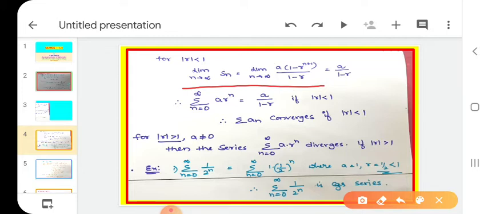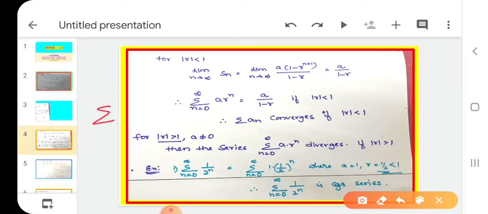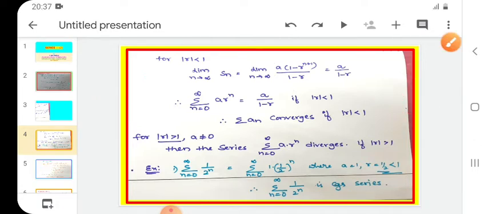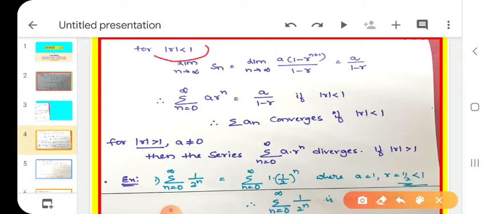The first condition is if mod r less than 1. Mod r means positive value. Here, what is the geometric series? Summation n equals 0 to infinity a into r power n is the form of geometric series where a and r are real numbers. A and r are real numbers means positive or negative or any number. But here we take mod r less than 1, so we take mod r means only positive value.